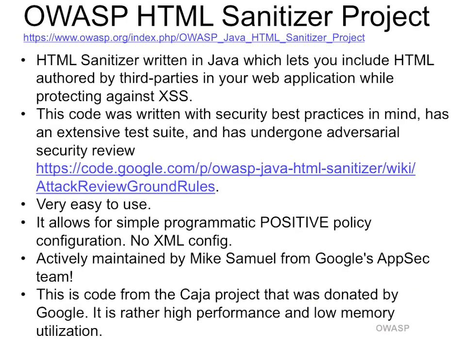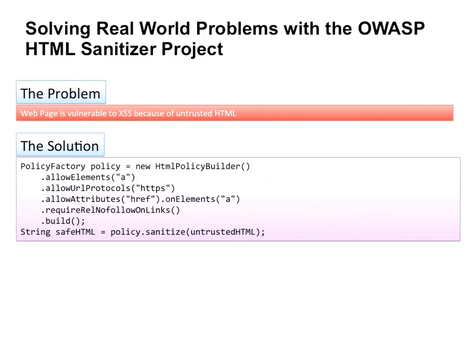At OWASP, Michael Samuel, the lead application security engineer for Google, dropped Google's Java HTML sanitizer and donated it to OWASP. Awesome. It's made for high performance. It's used at Google for a lot of different other properties. It's made for performance and low RAM utilization, and it's a programmatic HTML sanitizer.